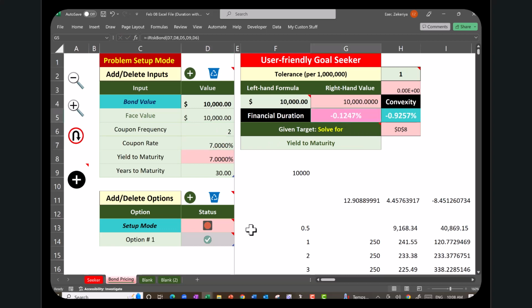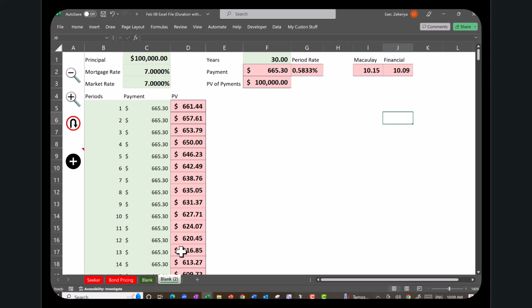So the financial duration of a bond is higher than the financial duration of a mortgage. From now on, I'm just going to say duration. If I don't say anything, that refers to financial duration. That kind of makes sense because you make the payments on average earlier on a mortgage compared to a bond. A bond has a balloon payment, if you think about it.